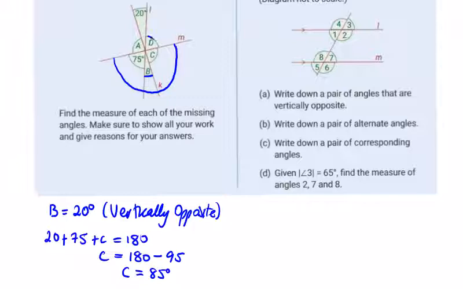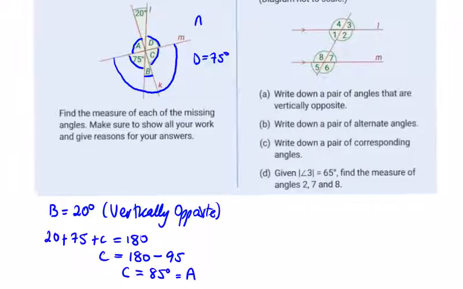What else can we say here? We can say that D is vertically opposite to 75 here. So D is equal to 75. Are we left with anything else? A is equal to C. A is vertically opposite to C, so that's equal to A as well.